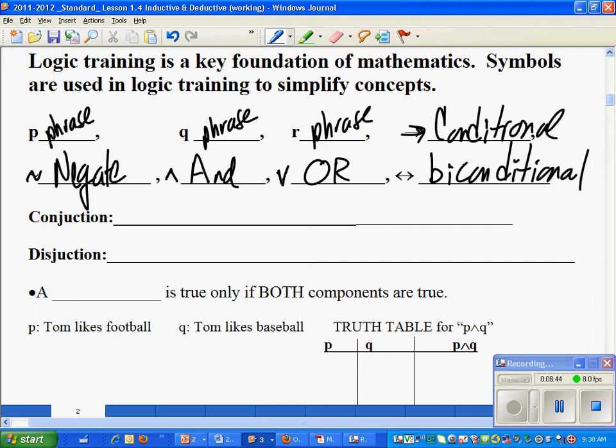So a conjunction is an and statement. A disjunction is an or statement. Flag me down if that doesn't make sense to you. Are we okay so far? Fancy name: and, or; conjunction, disjunction. Okay?